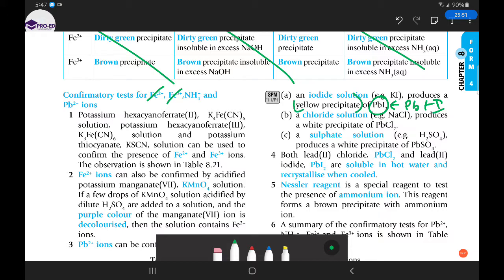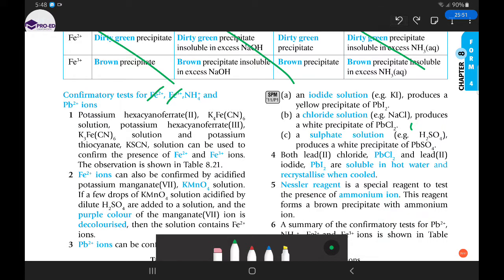Or if you don't want to add an iodide solution, you could add a chloride solution, like sodium chloride, potassium chloride, calcium chloride, it really doesn't matter. As long as you add a chloride solution, it will provide chloride ions, and the lead in the salt will react with the chloride ions to form lead(II) chloride. And if you memorize your soluble and insoluble salts, you will know it's an insoluble salt which will form a white precipitate. So you can even test with that.